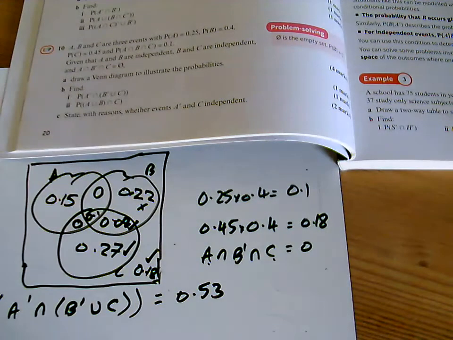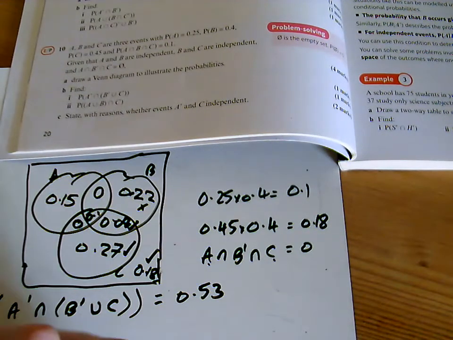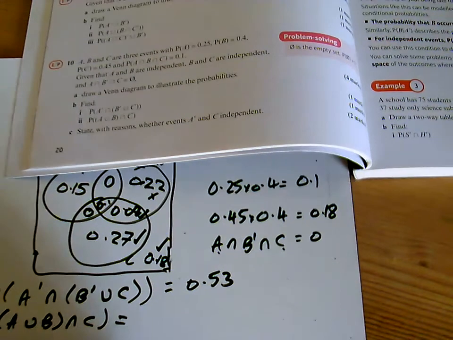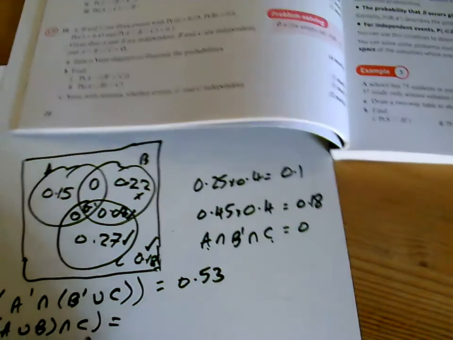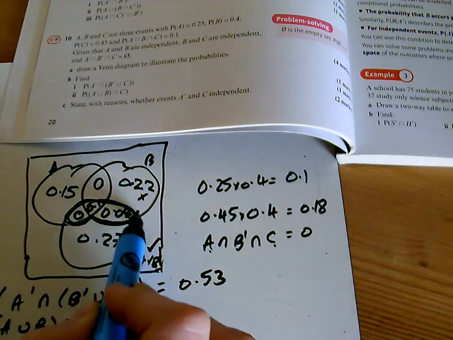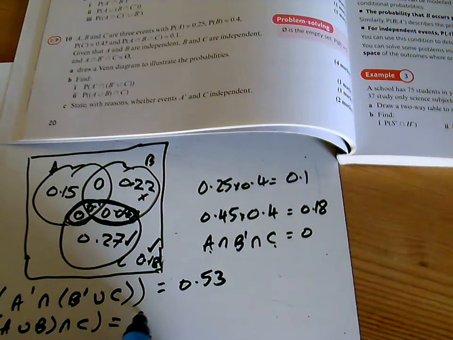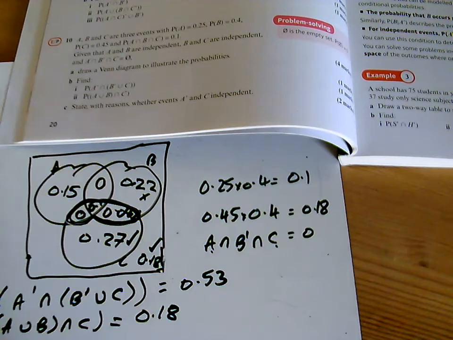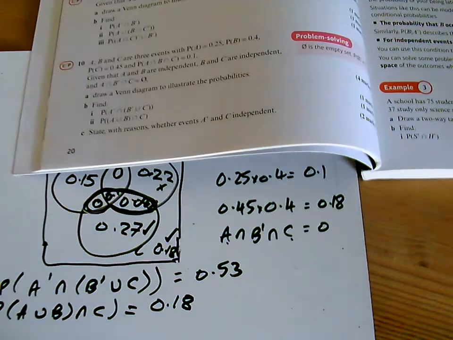That bit's okay. For part 2, we want the probability of A union B intersection C. And that's probably an easier bit to see. A union B intersection C is these bits here. It's the crossover between A union B and C. And so that one there is just 0.18. Are you seeing all of that?